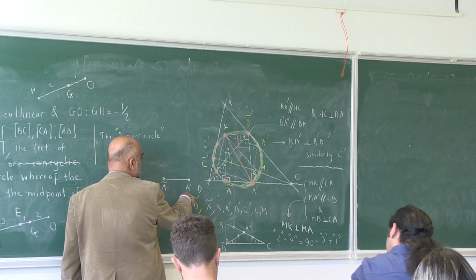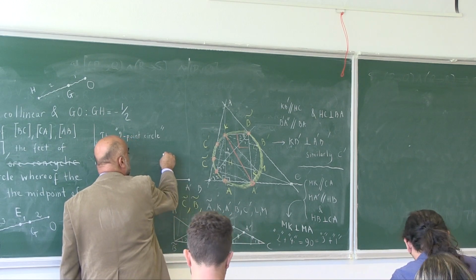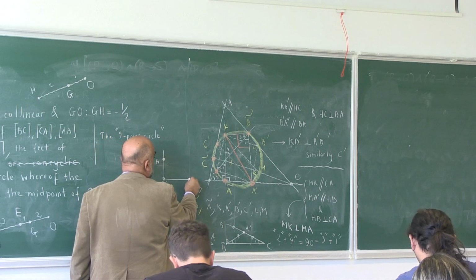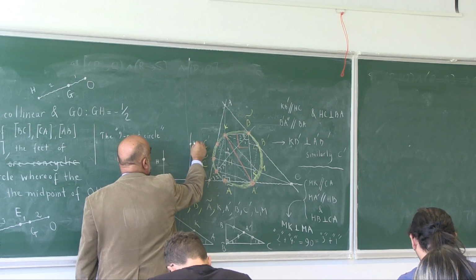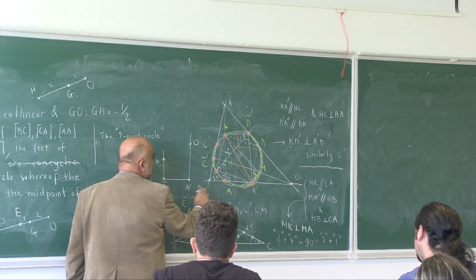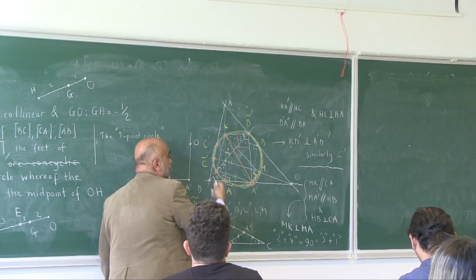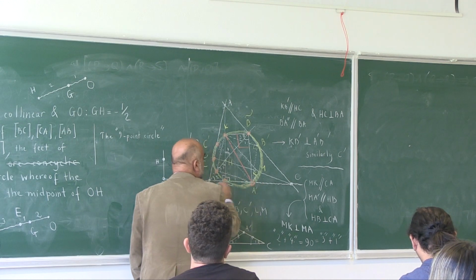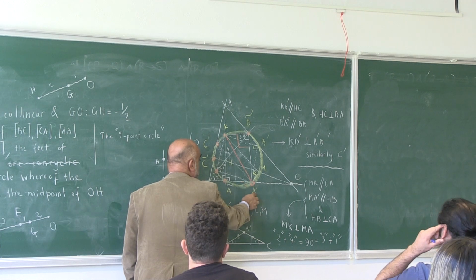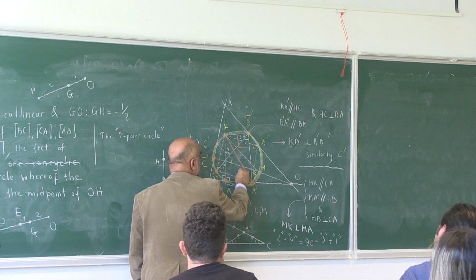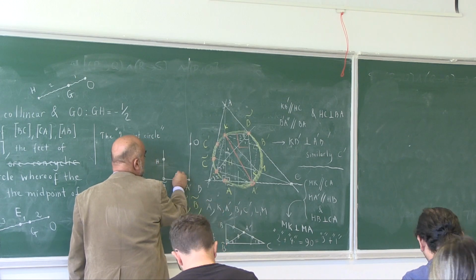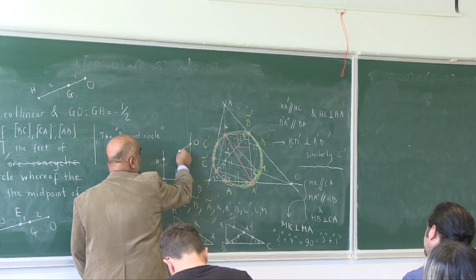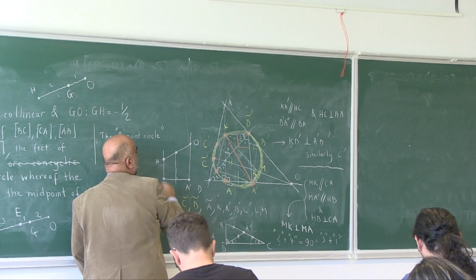This is the midpoint of BC. So if I erect a perpendicular somewhere, I shall get H. If I erect a perpendicular here, somewhere I shall get L. And I know that the center of the 9-point circle must lie on the perpendicular bisector of the line segment A tilde, A prime. So it will be somewhere on this perpendicular bisector. And of course, that perpendicular bisector will go through the very midpoint of OH.